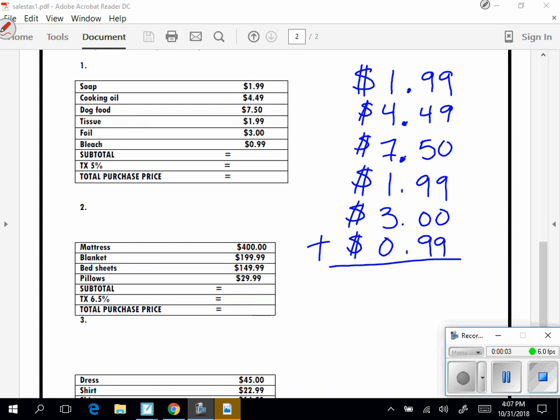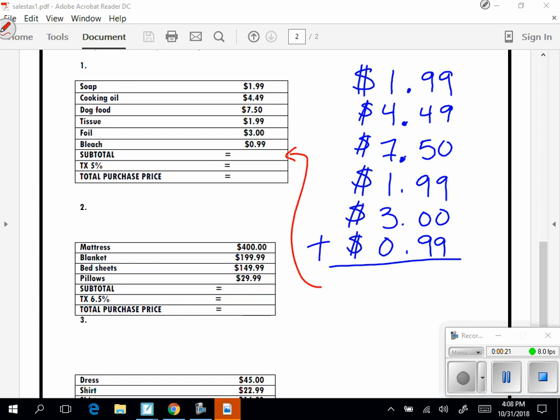We're now working on the back side of this page. We're working on number 1. In this case, what you're supposed to do first is find the subtotal. So what we're going to do is add up the cost of the soap, the cooking oil, the dog food, the tissues, the foil, and the bleach to get our subtotal. So that's what we're going to work on first.